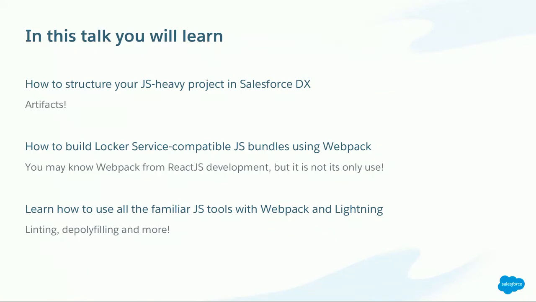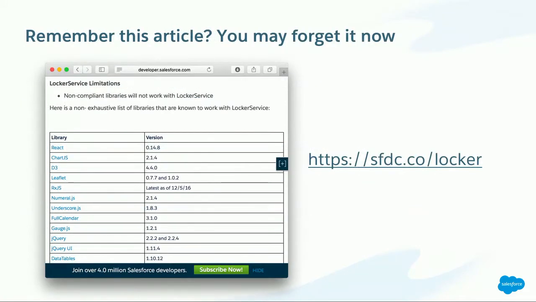So let's do a quick show of hands. How many of you actually used a third-party library in JavaScript and it broke under LockerService? Wow, that's a lot of people, right? So I'm familiar with this problem, and I was always curious what's the root cause of this. So I went to salesforce.stackexchange.com and took the first question in that list, like, why are these libraries broken? And the answer to that question was this.